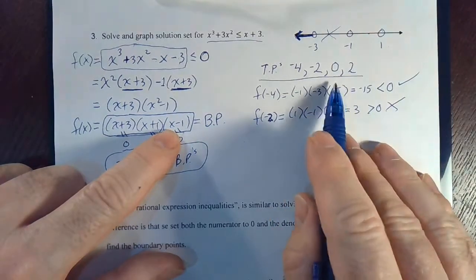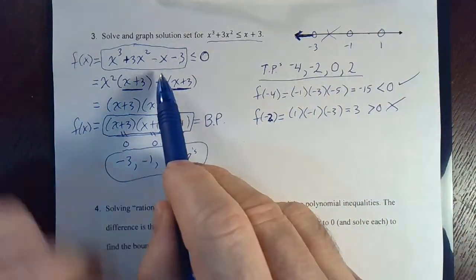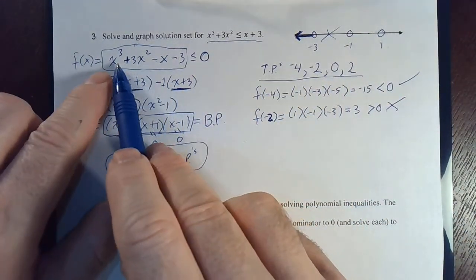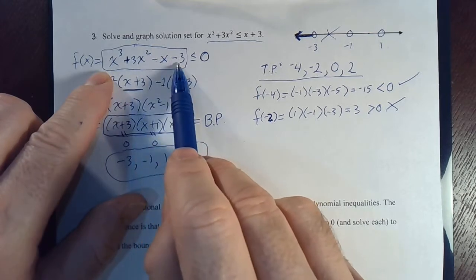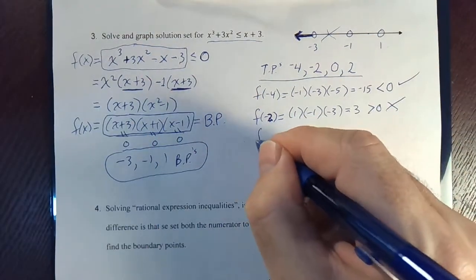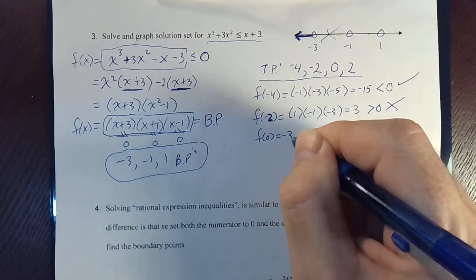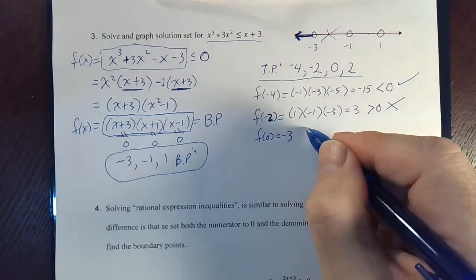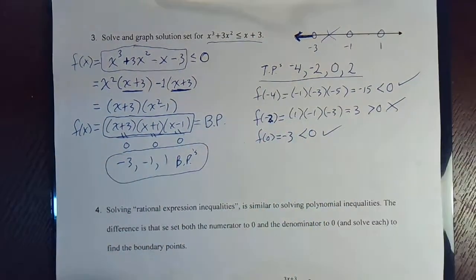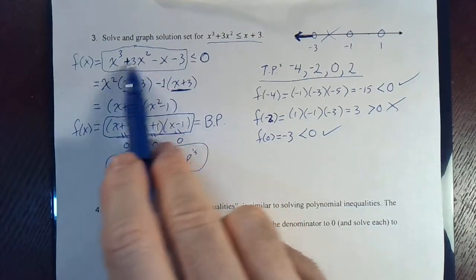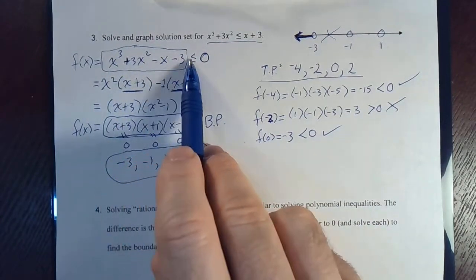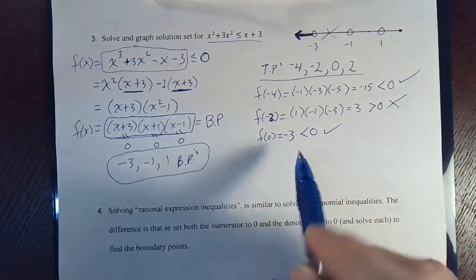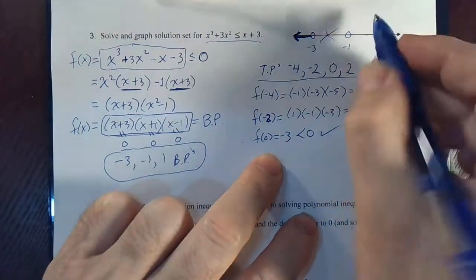We chose 0 for the test point, and that's really easy to plug in right here. 0 plus 0 minus 0 minus 3. F of 0 is a -3, which is less than 0. That's a good one. So if we plug in a 0 here, we get a negative number. It's true that that's less than 0, so the region that has -3, we shade.